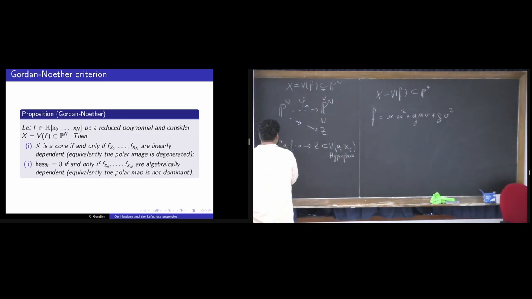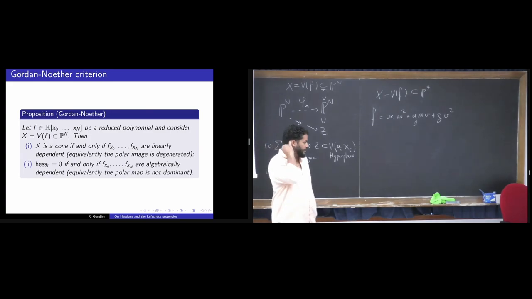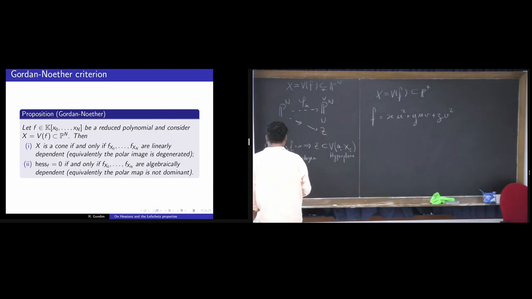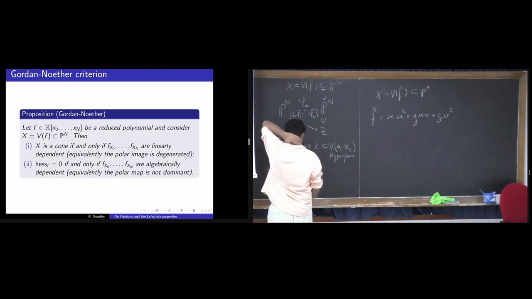So it's equivalent to Z being degenerate. On the other hand, the vanishing of the Hessian is equivalent to Z being contained in a hypersurface, not necessarily in a hyperplane, because it's just an idea of the proof. I'm not going into the details, but the Jacobian of the polar map, since the polar map is given by the partial derivatives, when we take the Jacobian, it's just the Hessian.